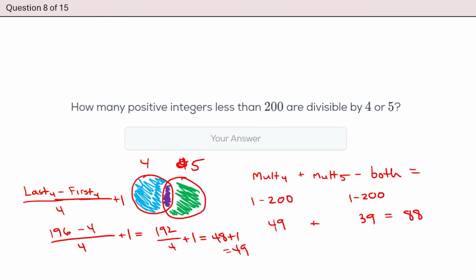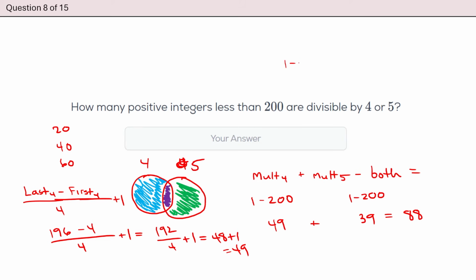This is the problem. We're double counting. The first number that's double counted is 20. 20 is both a multiple of 4 and 5. So we can't include that, right? Because we're double counting it. We counted it once with the 4s and once with the 5s. The next one is 40. The next one is 60. Notice that these are multiples of 20. So we need to subtract out the multiples of 20 to remove the double counting.